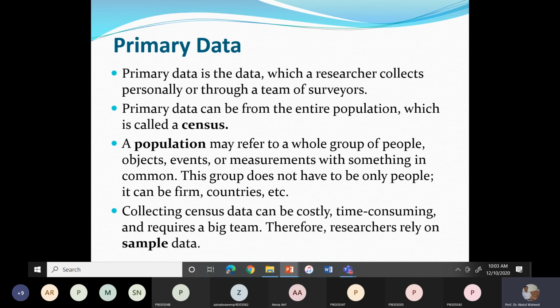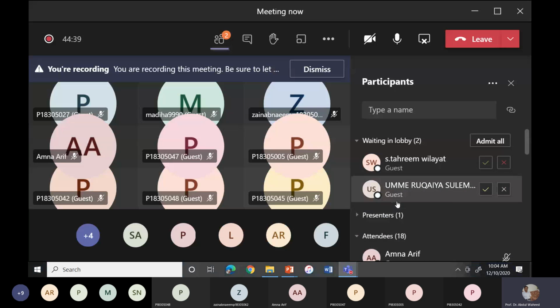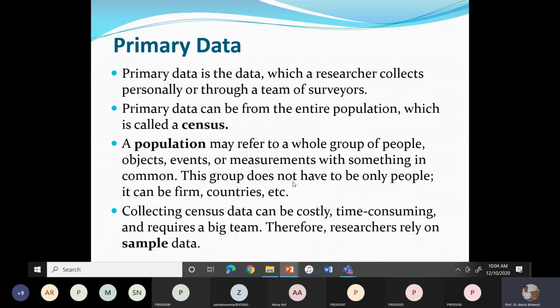So population is defined by the researcher. The researcher will define the population. What would be the population in his study? So whenever we say population, it doesn't mean a population of people. Here in research, population refers to a group that you will define for a particular study.